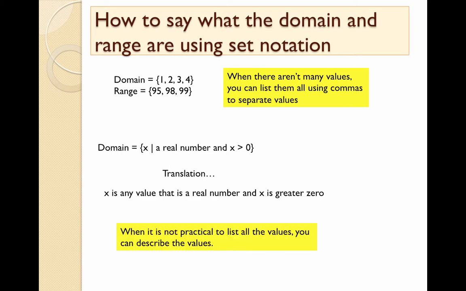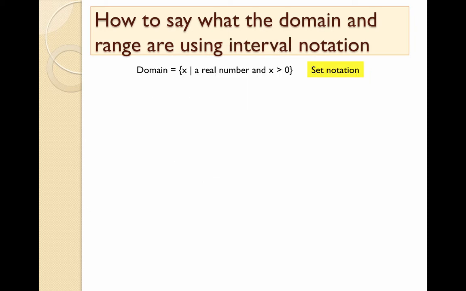So when it's not practical to list all the values, then we describe the values. So for the domain, we're looking at, in set notation, all x such that x is a real number and x is greater than 0. Let's translate that into interval notation, which is the second kind of notation that we'll talk about. And it's actually very commonly used. Here's what it looks like.